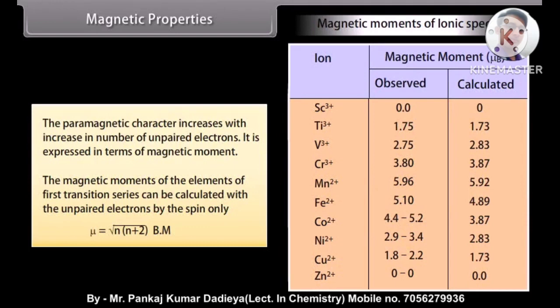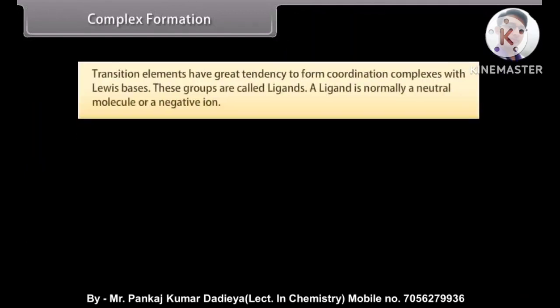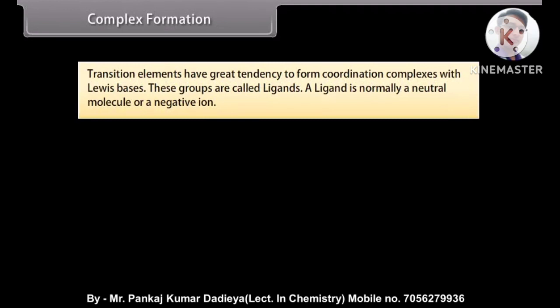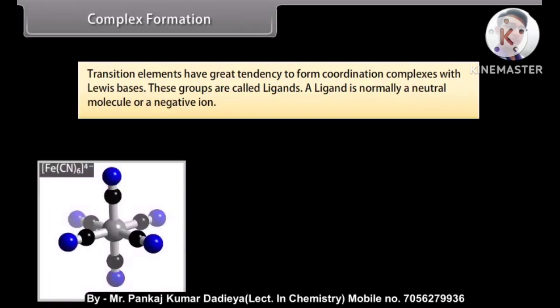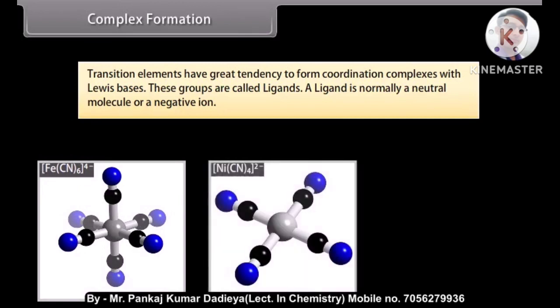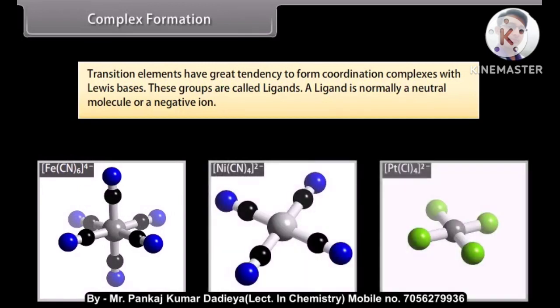Complex formation. Transition elements have great tendency to form coordination complexes with Lewis bases. These groups are called ligands. A ligand is normally a neutral molecule or a negative ion. For example, Fe(CN)6 4-, Ni(CN)4 2-, and PtCl4 2-.